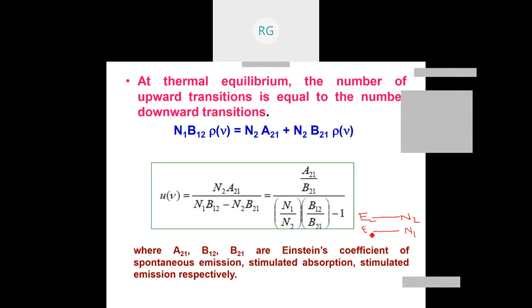Now, Boltzmann stated that there will always be more atoms in the lower energy level because it's an equilibrium state. And if you supply energy or increase the temperature, there may be one or two atoms at the top. But always the number of atoms in the lower energy level is high compared to the higher energy level E2. So how many atoms will be there in the higher energy level at a given temperature compared to the lower energy level? That relation is given by Boltzmann.